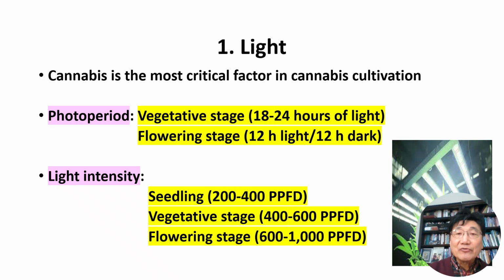Many indoor growers provide 18 to 24 hours of light a day. In cannabis cultivation, a light intensity of 400 to 600 PPFD is required during the vegetative stage, and 600 to 1000 PPFD is needed during the flowering stage.